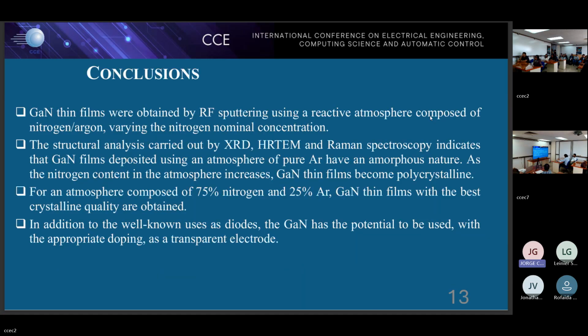As a conclusion, we could say that gallium nitride thin films were obtained by RF sputtering, changing the percentage of nitrogen flux in the argon-nitrogen mixtures.